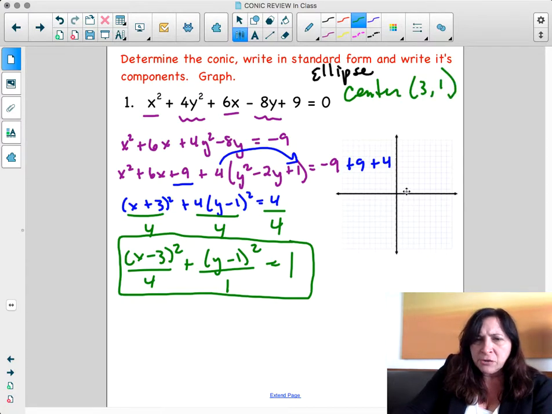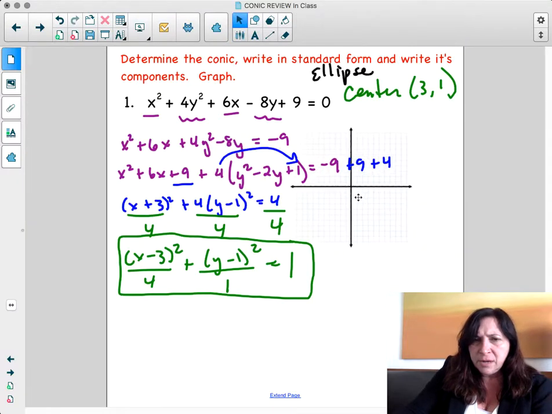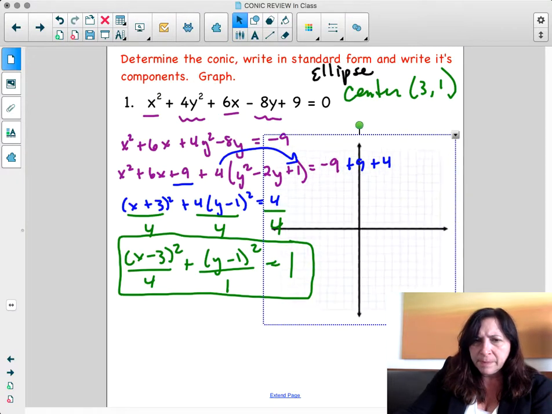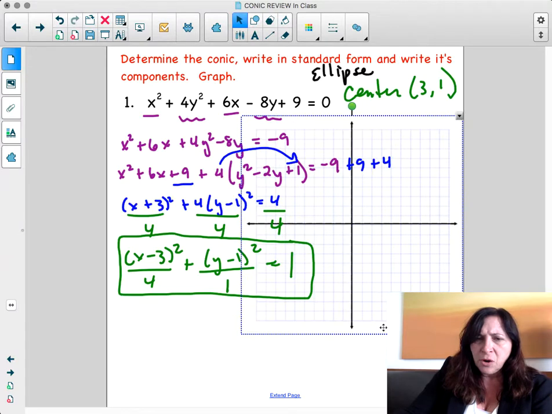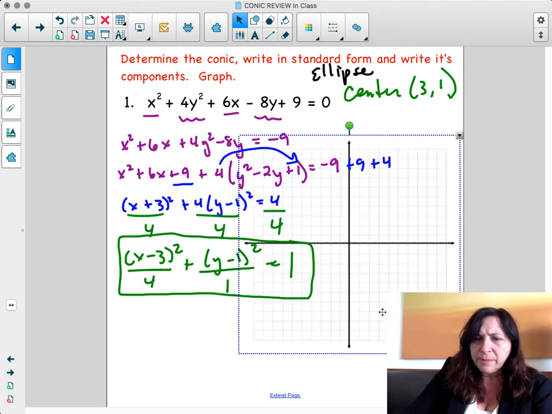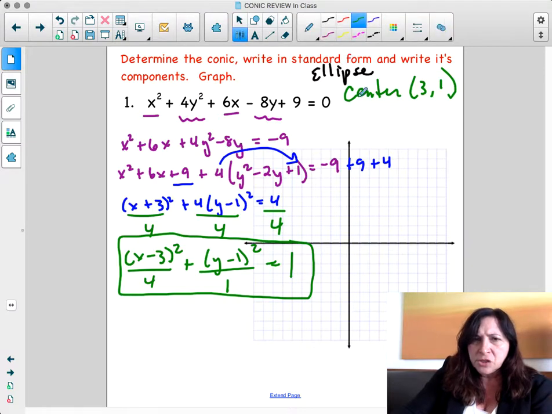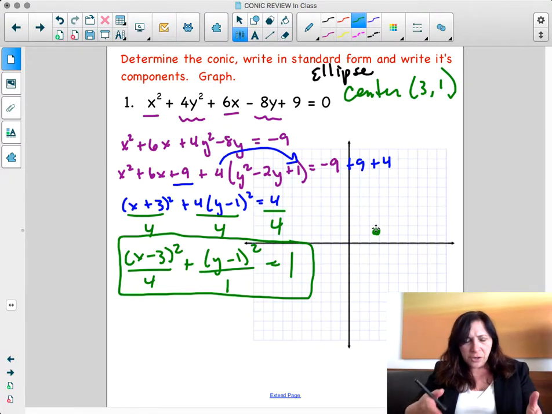And therefore, I'm going to draw my graph. I'm going to try to make this a little bit bigger. So it shows that my center is 3, 1. So let's see, over 3, up 1. There's my center. In the x direction, look under x. In the x direction, see that number 4?